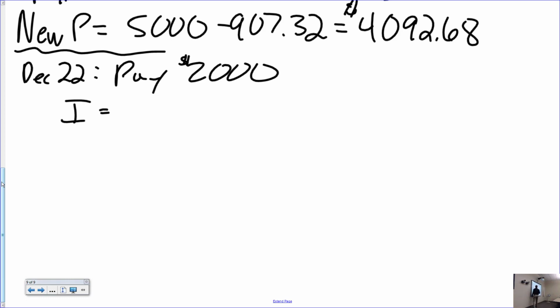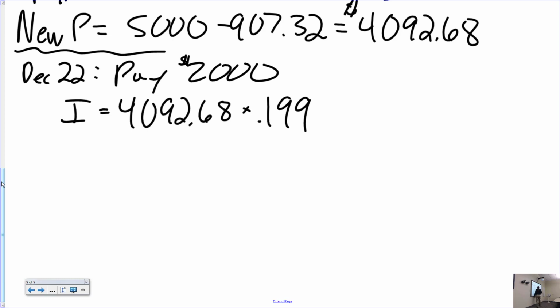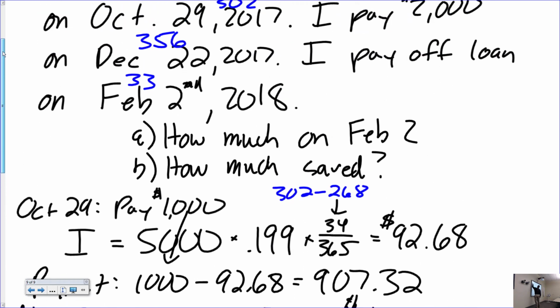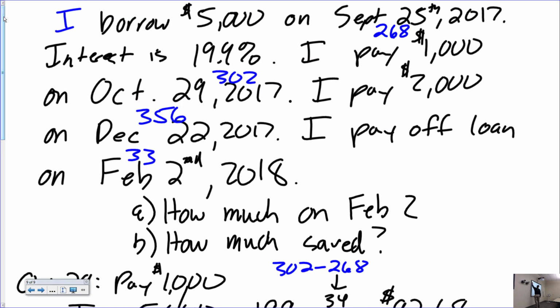So $4,092.68 times the interest rate. Don't forget the interest rate. And now how many days this time? 54. Why? Because we've reset the loan to the new date, October 29th. So you just have to take the sequence from October 29th to December 22nd.